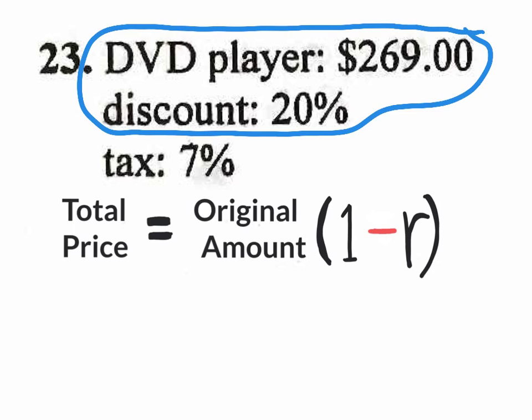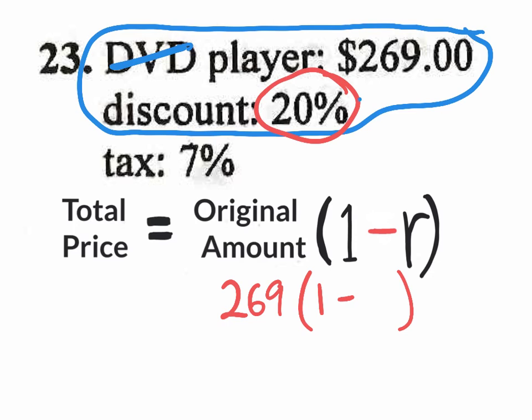Now, here's the problem. Wait a minute. First of all, DVD player, we should call it something else. I don't know, Blu-ray player. And even still, Blu-ray players are not $269. Whatever. Your original amount is $269. You're going to multiply it by 1, and you're going to go minus the discount, but as a decimal, not a percent. So what is that decimal? 0.20. So you plug in a 0.20 right here.